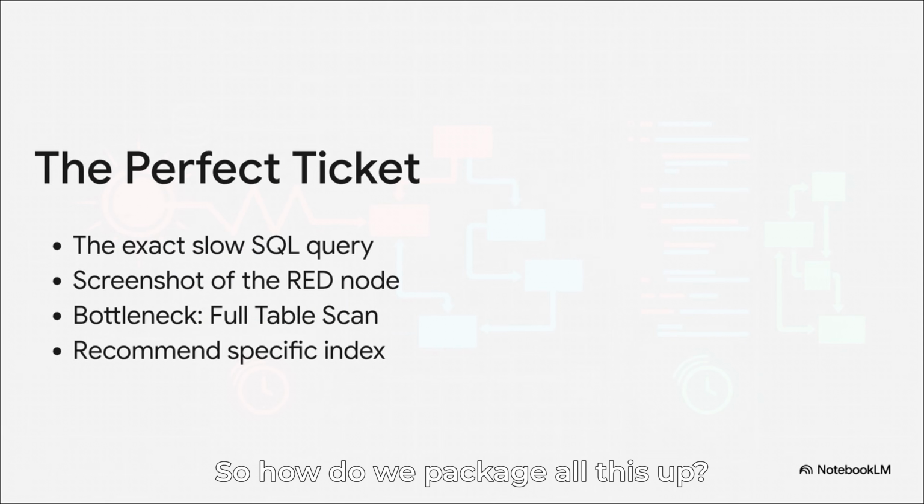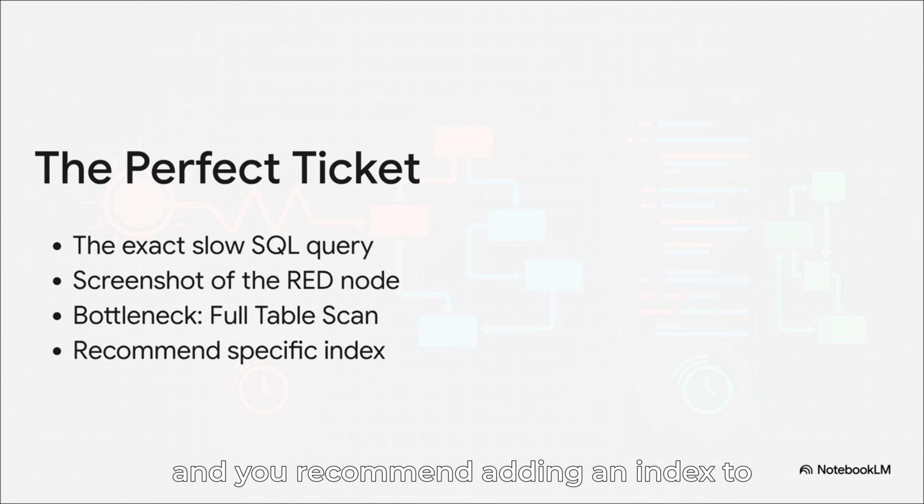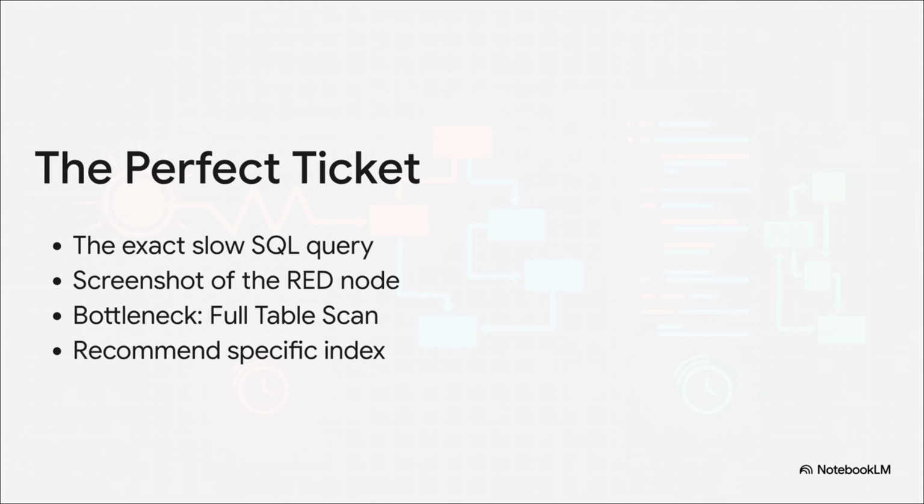So how do we package all this up? Well, as a support engineer, you can now craft the perfect handoff ticket for the dev team. You include the exact slow SQL query. You attach a screenshot of that red Visual Explain node so they can literally see the problem. You identify the bottleneck as a full table scan, and you recommend adding an index to the specific column. It is undeniable, actionable proof.